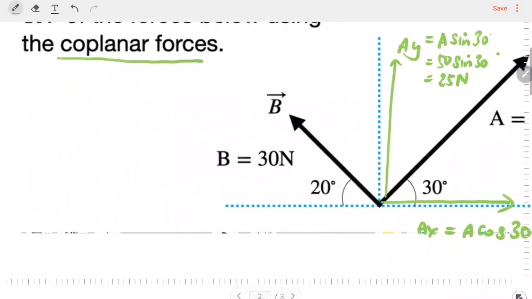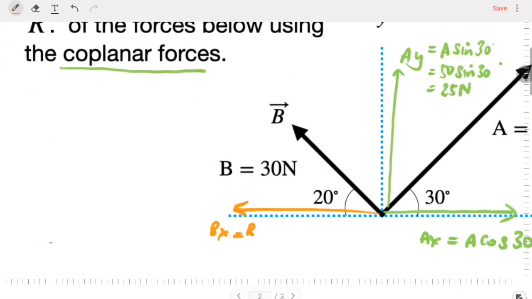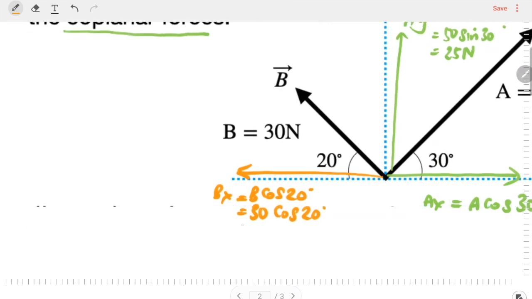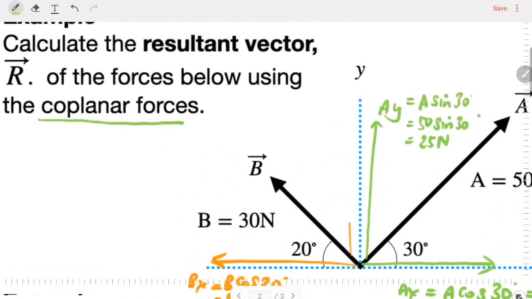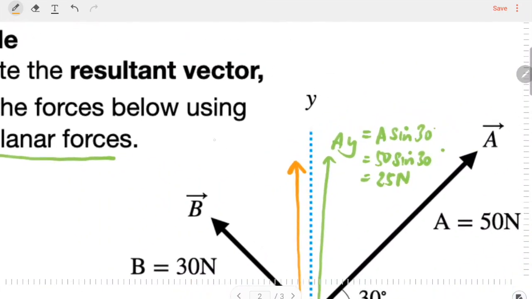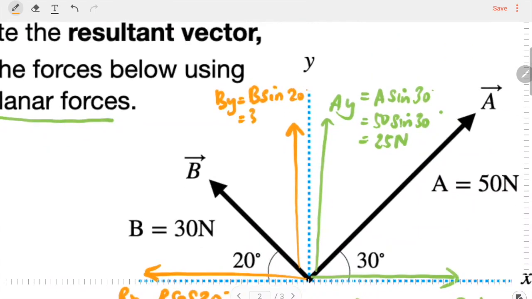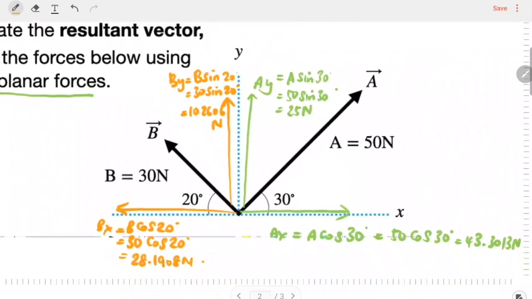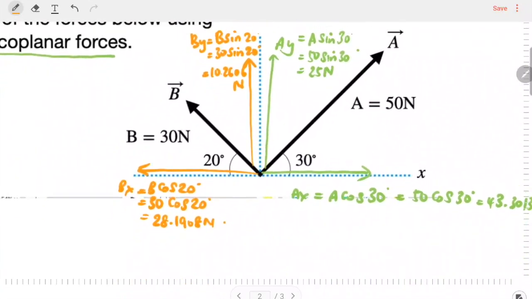Okay, in BX, we know the formula is B cos the angle over here, which is 20 degrees. So our B is 30 Newton multiplied with cos 20, and you will get a value of BX to be 28.1908 Newton. Okay, now solving for B in the y direction. So BY is equal to B sine 20 degrees. So our B is 30 multiplied with sine 20 and you will get the magnitude of BY to be 10.2606 Newton. Now notice that both vectors have been resolved into direction X and direction Y.